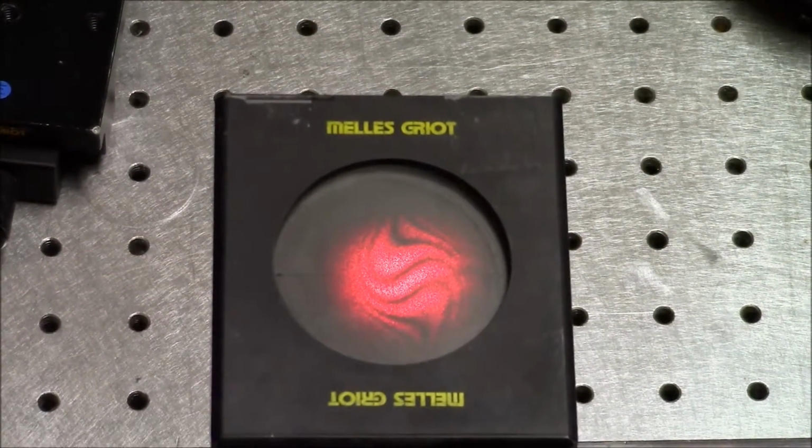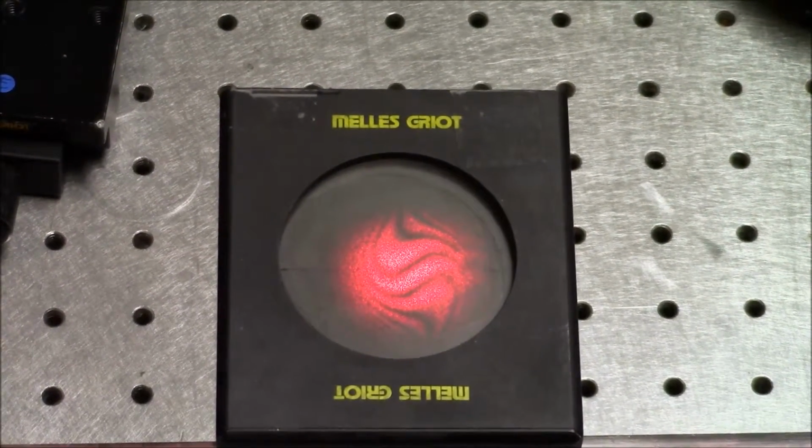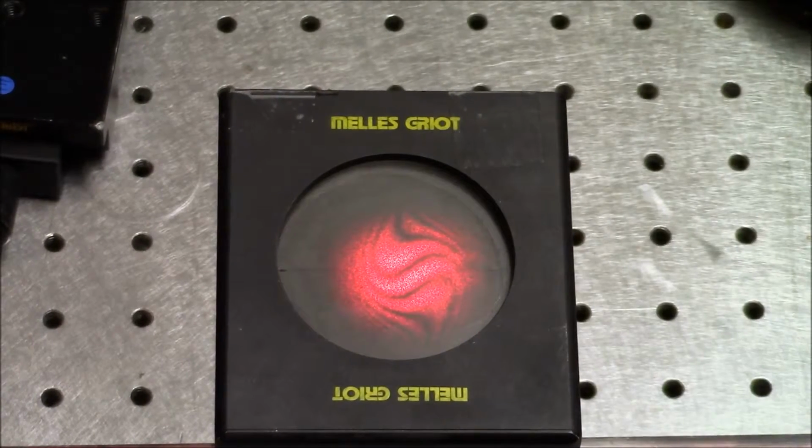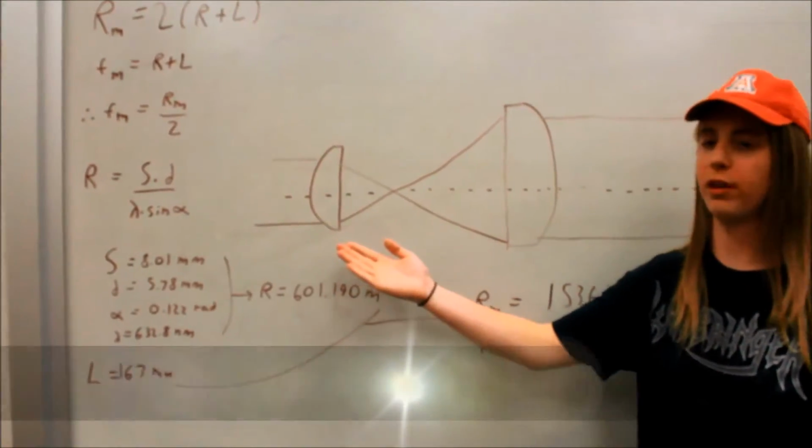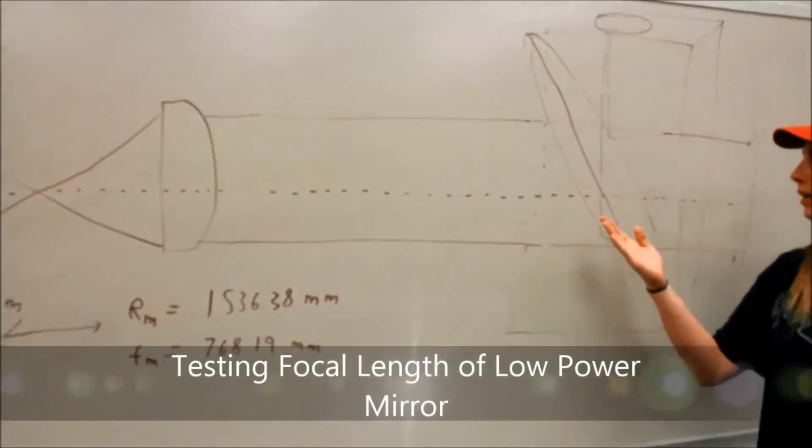This is the second configuration we tested. As you can see, it's clearly far more aberrated than the first orientation, therefore the first one has the plano side facing the laser.